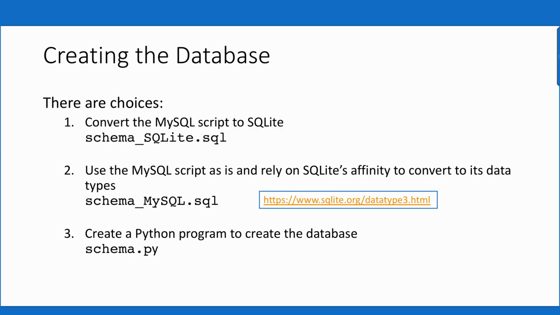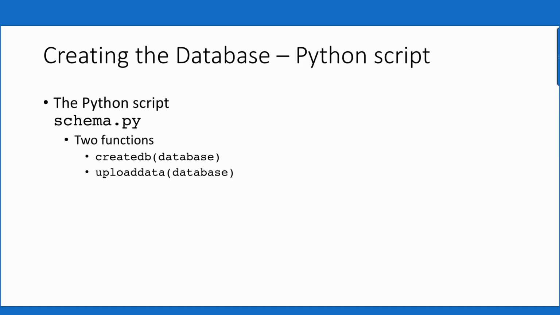The third approach for creating the database is to use Python script. The Python script contains two functions. CreateDB, it creates a database and table. Upload data function inserts data into the database. There are two ways to execute the Python script: at the command line or import it as a package. Let's look at our example.